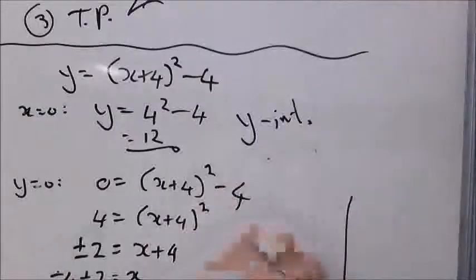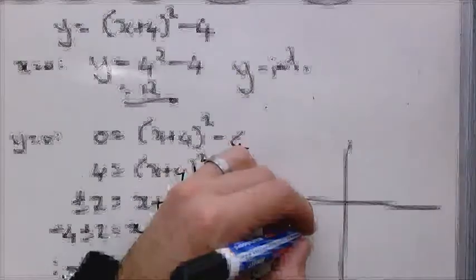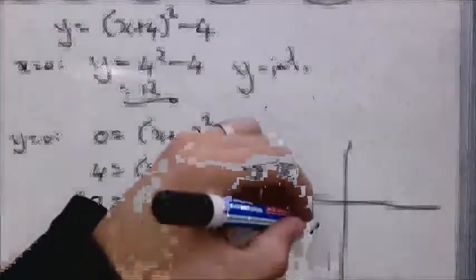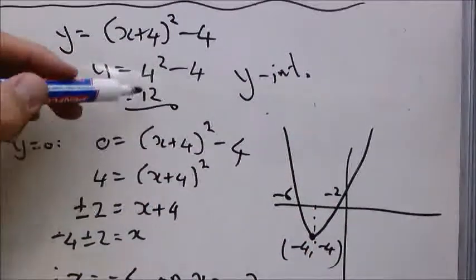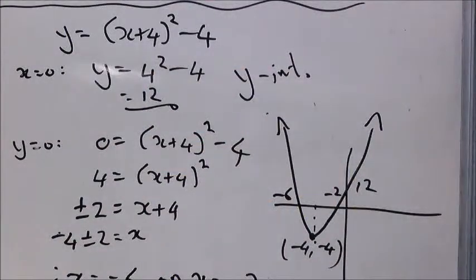So our turning point, we already know, is negative 4, negative 4. Okay, now we can immediately draw the graph where our turning point is negative 4, negative 4. Our x-intercept is negative 6, negative 2. And our y-intercept, as we've calculated there, is 12. And you will recognize that this is exactly the same graph than what we just did from the other format. So I wanted to show you the same example starting from two different points.